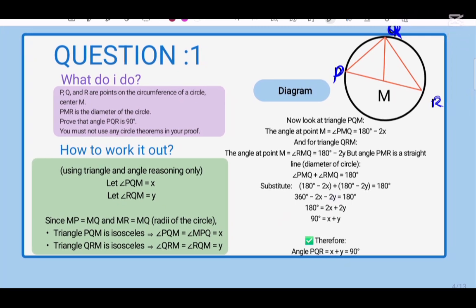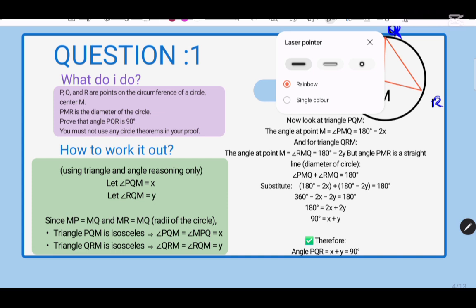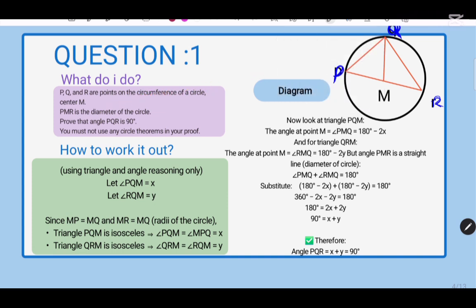It says P, Q, and R are points on the circumference of a circle, a complete circle with center M, so the center is M. PMR is the diameter of the circle, so the line PMR is the diameter, that is the line that divides the circle into two equal halves. Now prove that angle PQR is 90 degrees.